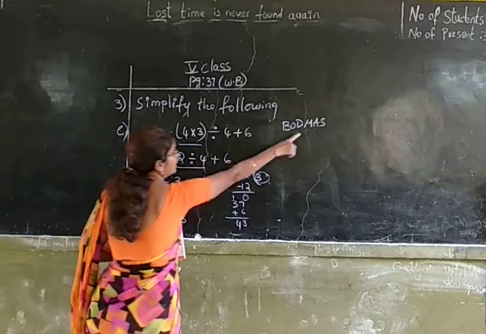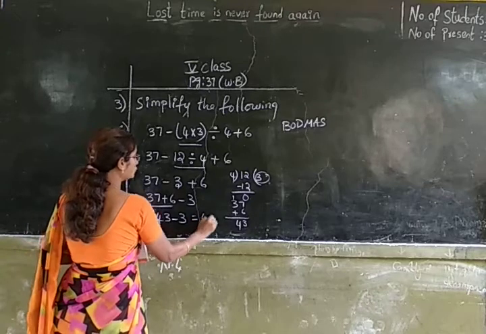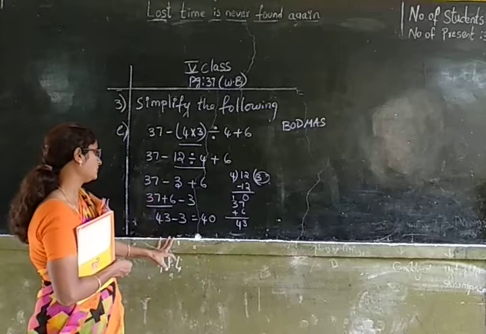And in the last we have to do the subtraction. So 43 minus 3 is equals to 40. Okay children?